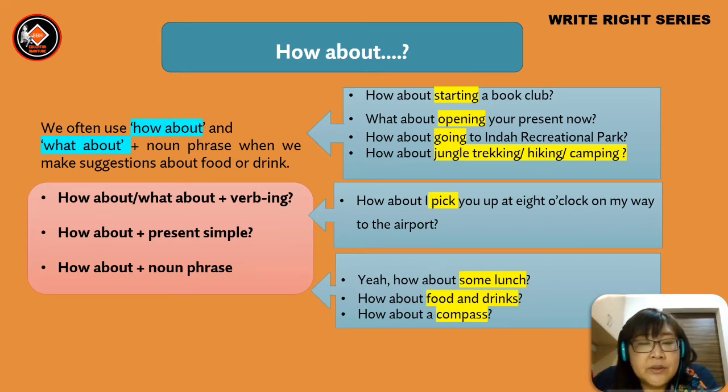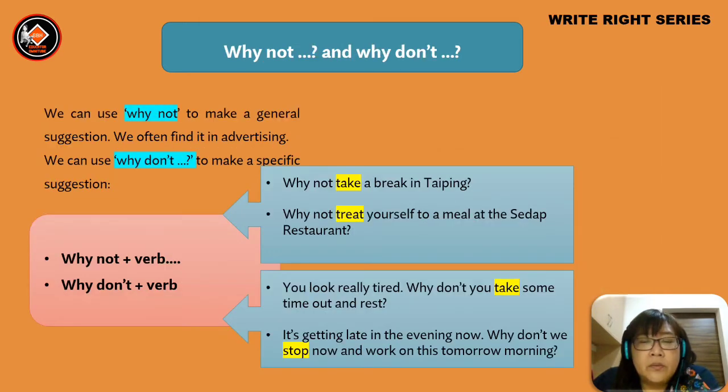And the last structure, how about plus noun phrase. Yeah, how about some lunch? How about food and drinks? How about a compass? Why not and why don't? We can use why not to make a general suggestion. We often find it in advertising. We can use why don't to make a specific suggestion. So why not plus verb or why don't plus verb.